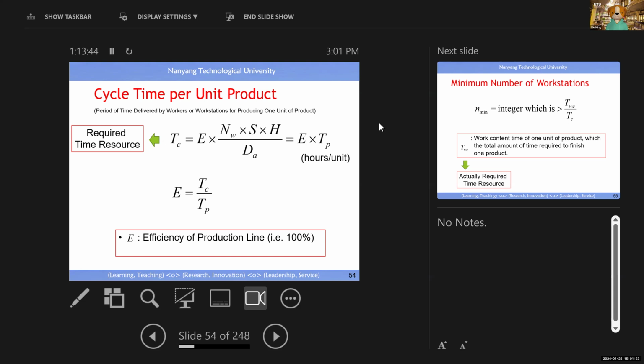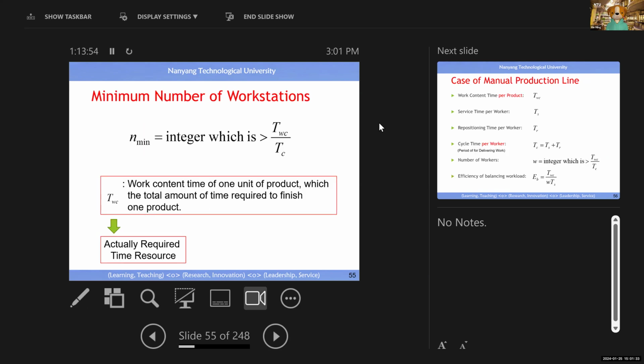Okay, dictated by your CEO. Then 0.91 times this, then you get this number. Based on this number, you are the manager of the production line. Then you need to know how many workers to hire, how many machines to purchase. Understand the thinking, right?